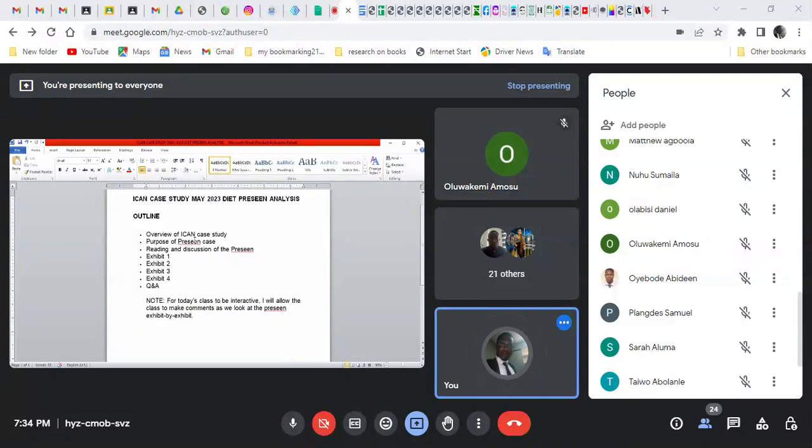The first thing on our outline is a quick overview of ICAN case study. So what is ICAN case study? What you should know is that for medical students, they are to go to the medical school. In the medical school, because at the end of the day they will have to treat patients, they will have to interact with human beings, of whom they cannot make mistakes. Any mistake they make could cost the life of the patient. So there is need for them to be exposed to the practicality of the medical profession.